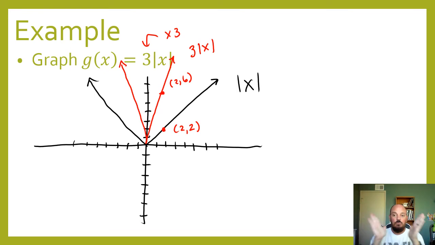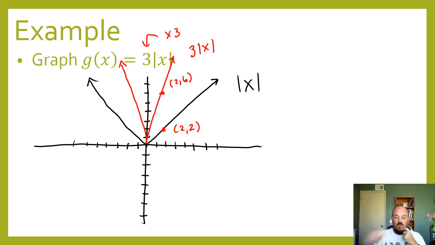And the bigger the number is, the skinnier it's going to get. If I had you graph 10 times absolute value, it would be very skinny. Or 20 times absolute value, very, very, very skinny. The other thing is, if I multiply by a number less than 1, like a fraction, if I multiply by 1/2 or 1/3 or 1/10, then it actually gets wider.